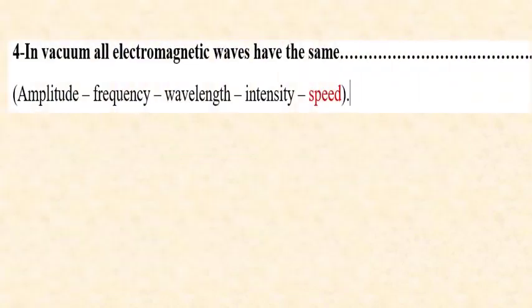In vacuum, all electromagnetic waves have the same amplitude, frequency, wavelength, intensity, or speed? In vacuum, all electromagnetic waves move with the same velocity, which is similar to the velocity of light, as it's one of the electromagnetic waves, which equals 3 times 10 to the power 8 meters per second. So, again, in vacuum, all electromagnetic waves have the same speed.